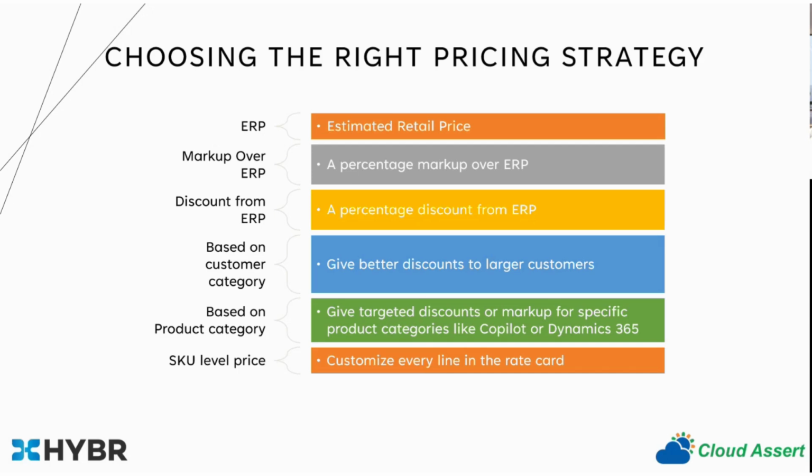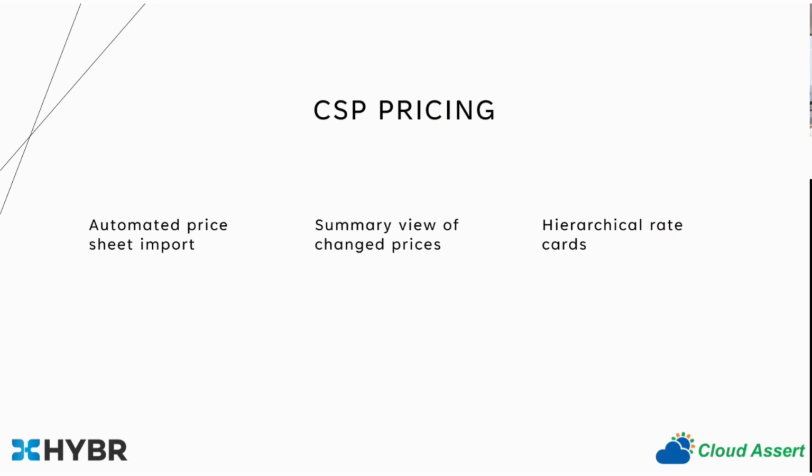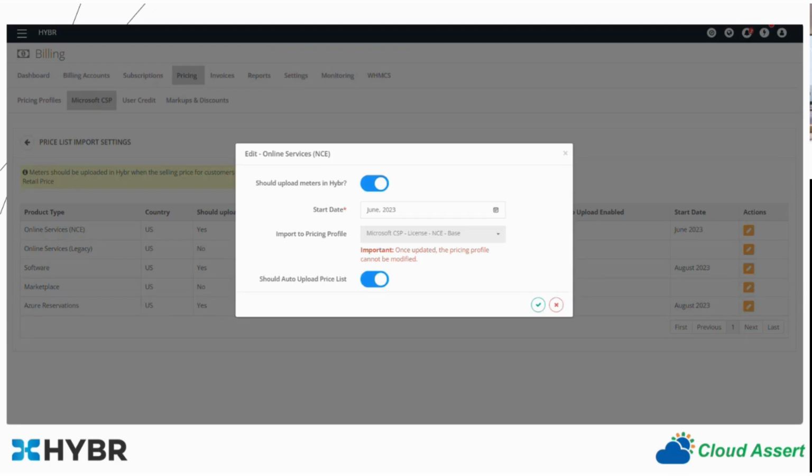So these are all the various pricing controls that you will be able to do with an automated platform like Hyber. Some of the things are automated price sheet imports. As soon as Microsoft makes the pricing sheets available through the APIs, the Hyber platform imports all the pricing sheets and gives you a summary of what the changes are. And as I had explained, it also allows you to build a hierarchy of rate cards. This is the place where you can configure the auto import of the pricing sheet. So if you just say it should auto upload the pricing sheet, you can just edit it. It will automatically bring it up.